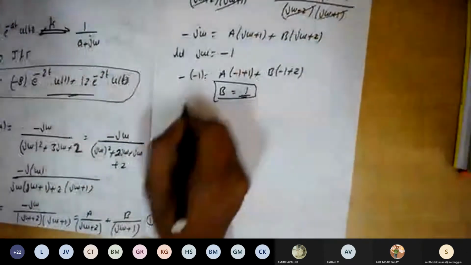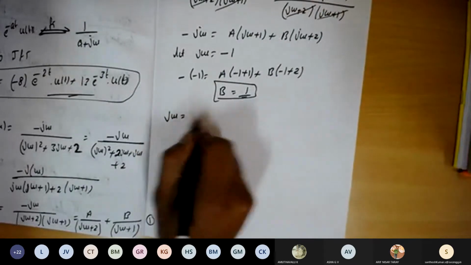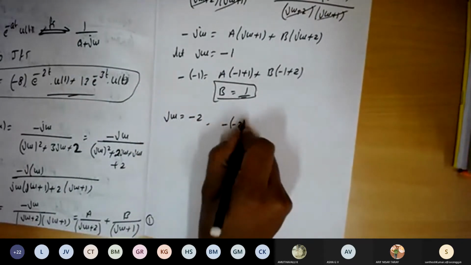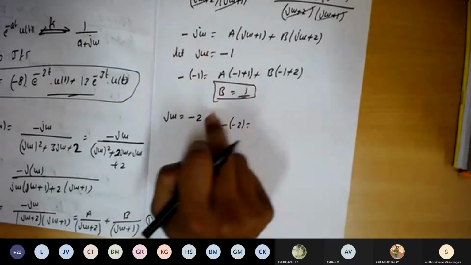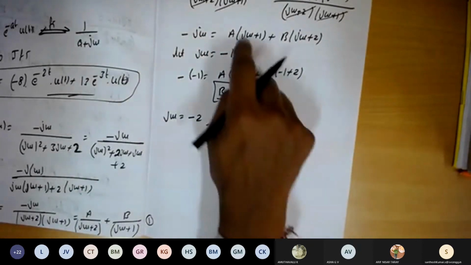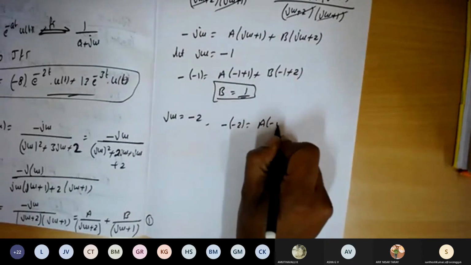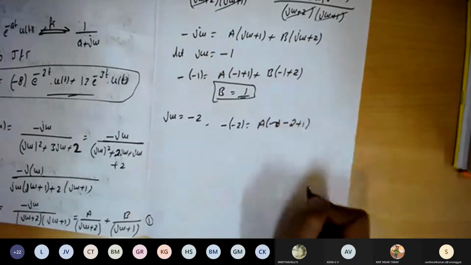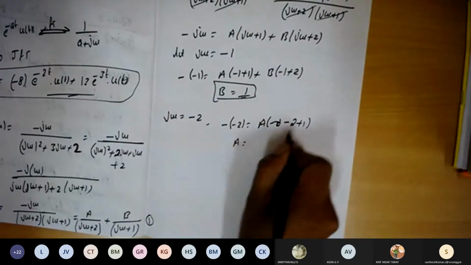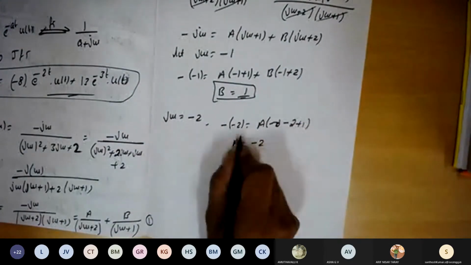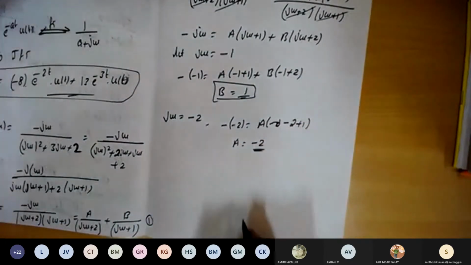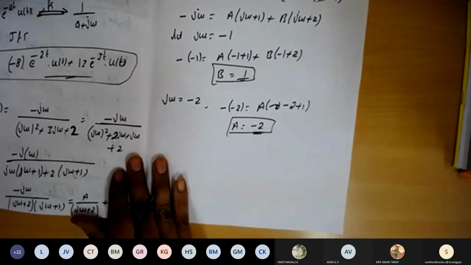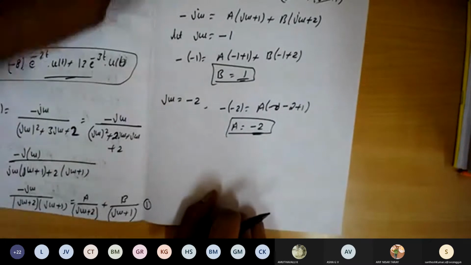Similarly, let us substitute j omega equal to minus 2. Minus of minus 2 equals A into minus 2 plus 1, with minus 2 substituted in place of j omega. So the value of A is 2 divided by minus 1, which is minus 2. A is equal to minus 2.